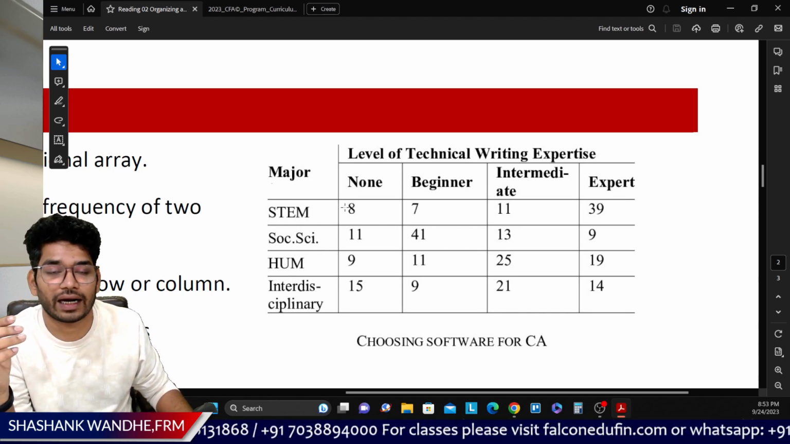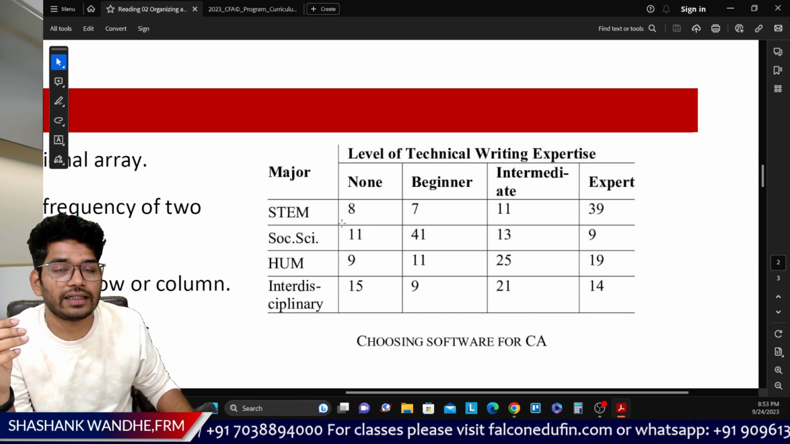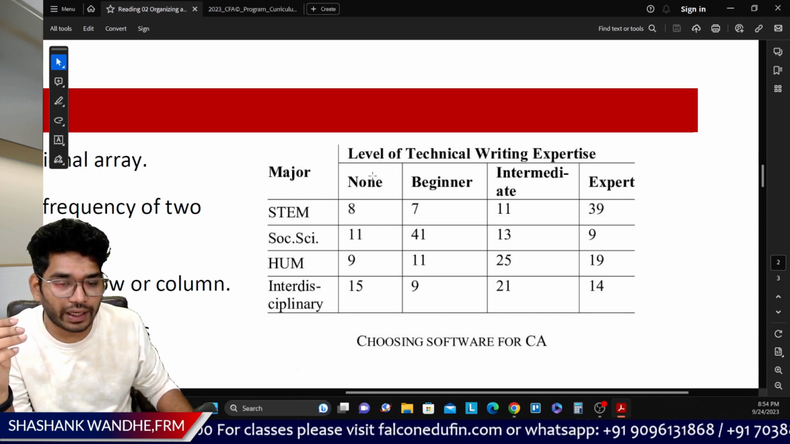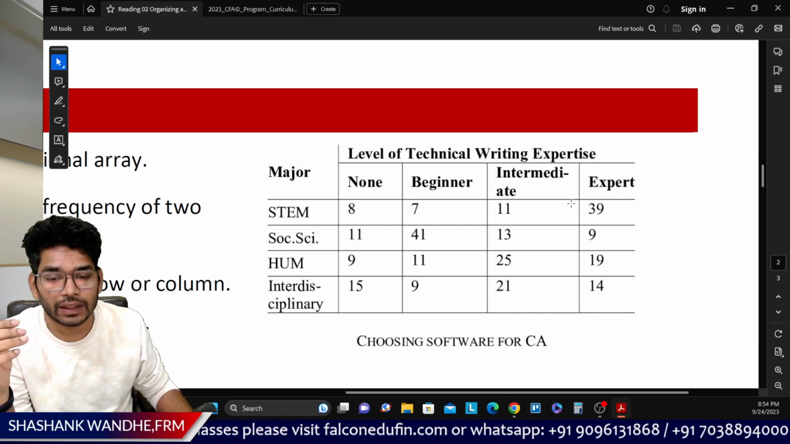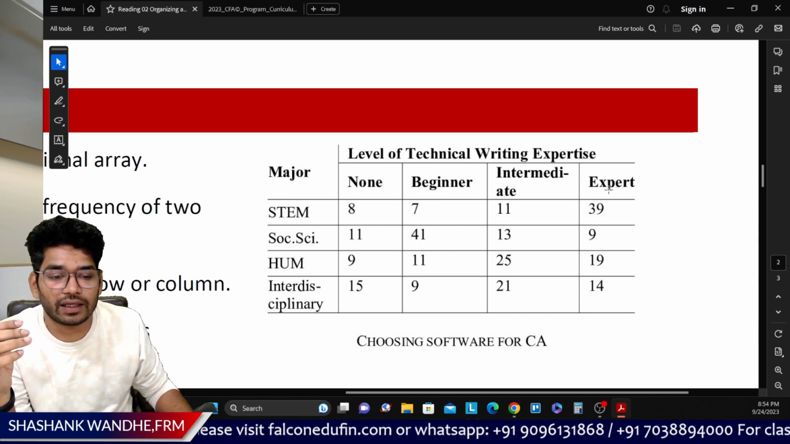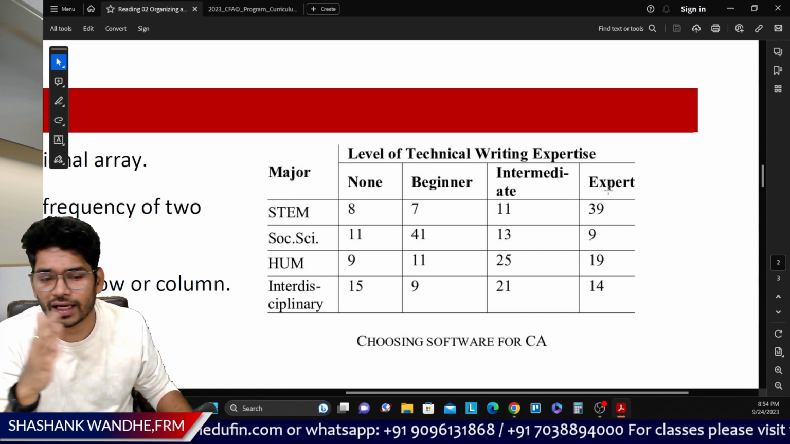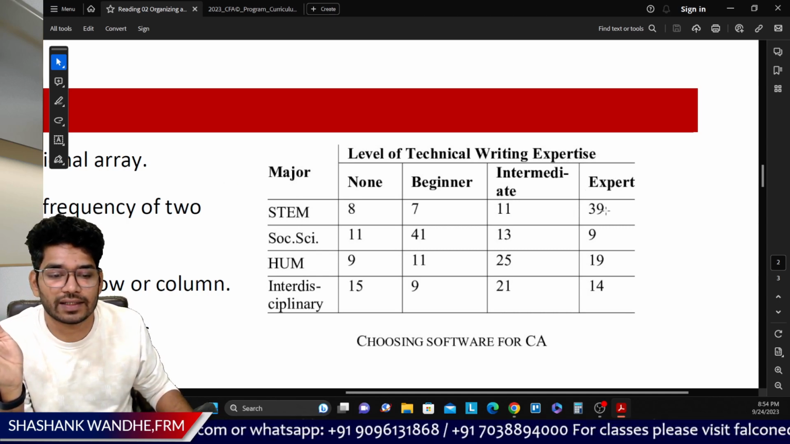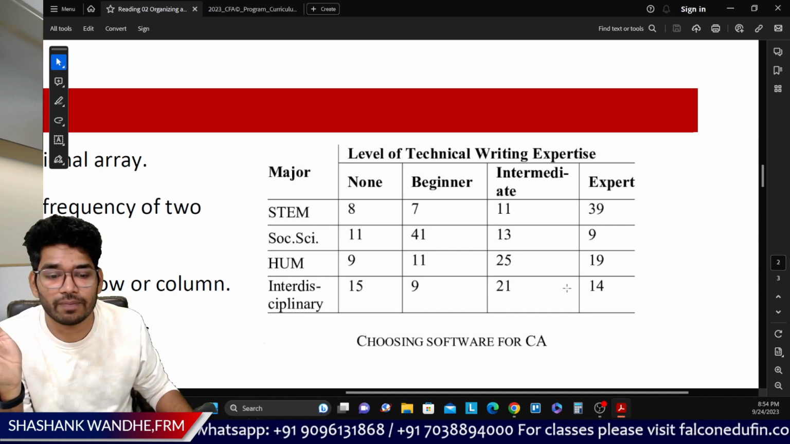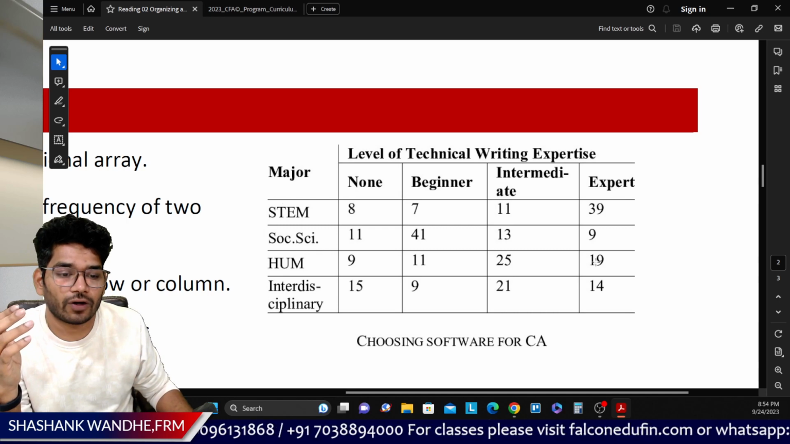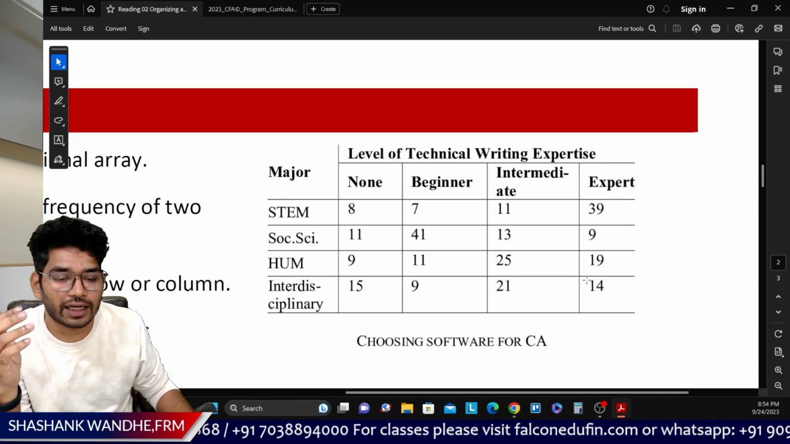In STEM there are 8 students. So this is the joint value, joint observation or joint frequency for no technical expertise and STEM. Similarly, for the technical writing expertise, I'll simply say writing expertise, expert level writing expertise is 39 for STEM, and if you take the interdisciplinary stream, then it is 14 expert. So this is again joint frequency.